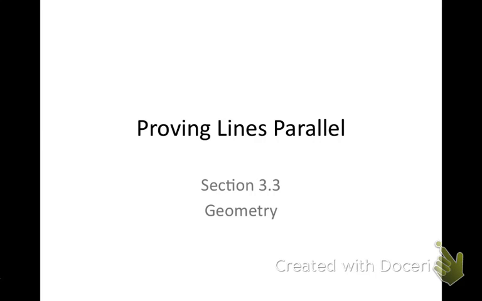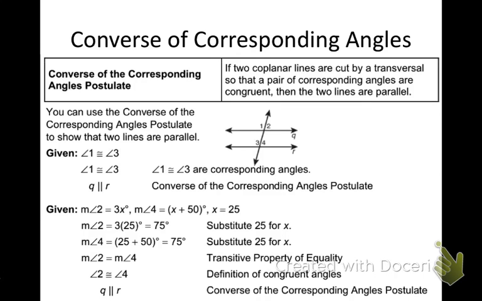Okay? Now, yesterday we learned that if two lines were parallel, corresponding angles were congruent. Today, you're just going to go the backwards way. It's going to be talking about the converse. The converse of corresponding angles says that if the two angles are congruent, well, now the lines are parallel. So it's just the same thing in reverse kind of.